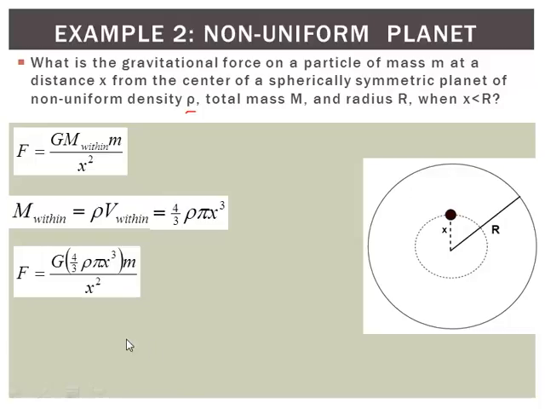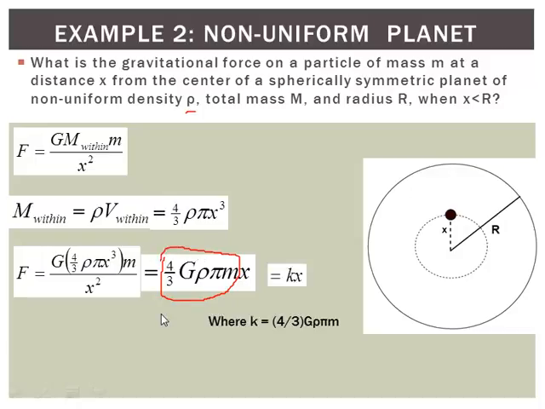So we plug m within back into our equation for force, and we cancel things where we can, and we end up with 4/3 G rho pi m x. Again, what you'll see textbooks or the AP exam do is they'll take out this chunk and call it K, so that it can be in the form of Hooke's law.